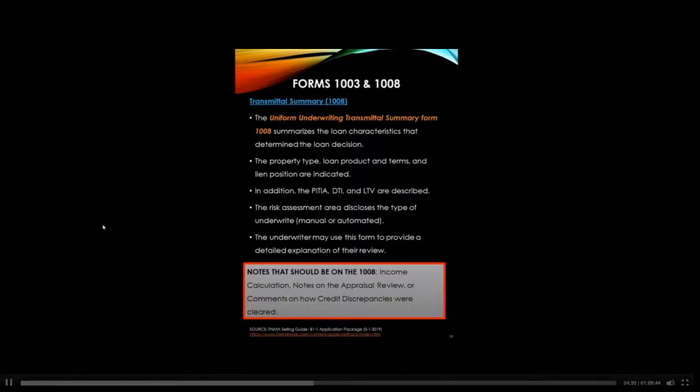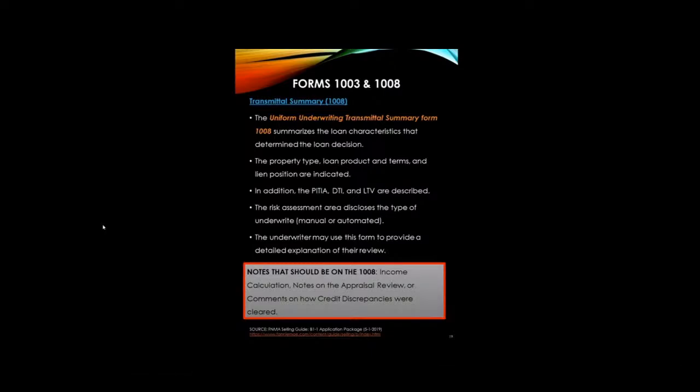So this slide just basically tells you what I just told you. It has all the details. It tells you your PITI, your DTI, your LTV, your credit approval status. What system? Are you doing a manual underwrite? If you're doing an AUS, income calculation should be on there. Your notes on the appraisal review, or again, anything you see on the credit, it should be on here, and it's important.